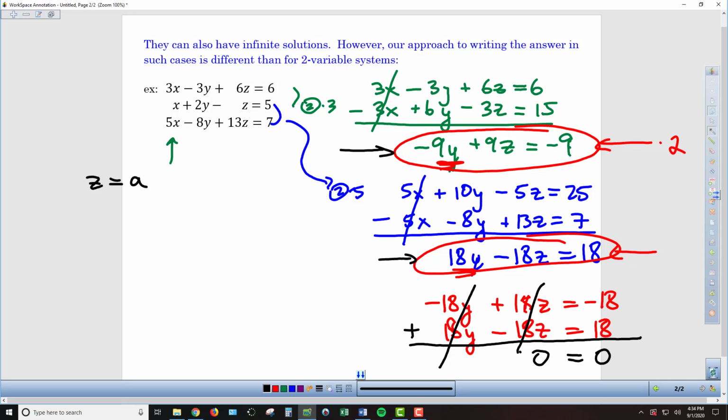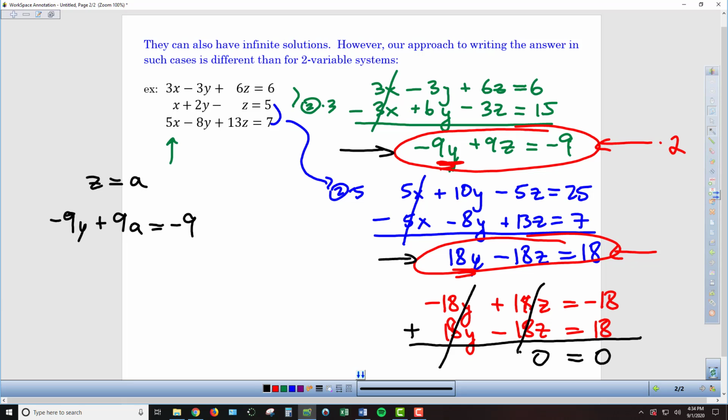I could have used this one down here as well, it doesn't matter, but the one in green here has smaller numbers, so I'm going to go with it. So I'm going to replace z with a in that equation, and then I'm going to figure out an expression for y in terms of a. So I'm going to say negative 9y plus 9a equals negative 9.